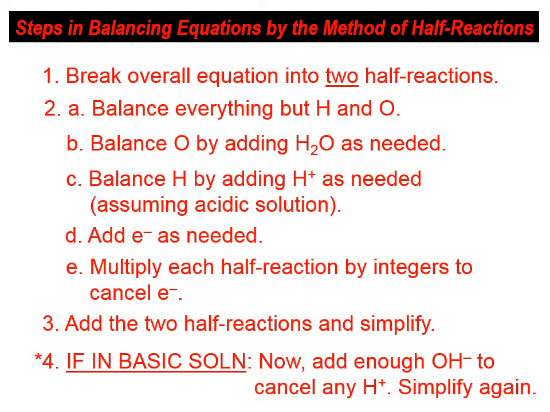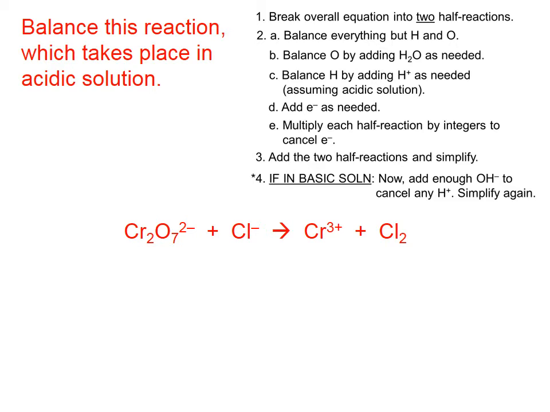Let's show you with an example. Balance this reaction, which takes place in acidic solution. You can see here in the middle of the screen we have an equation, and clearly this is going to involve more work in balancing this than simply putting coefficients in, because you can see that on the reactant side we have some oxygen atoms, and on the product side we have no oxygen atoms. So we can't simply put coefficients in and expect things to work out. We're going to have to use this method of half reactions.